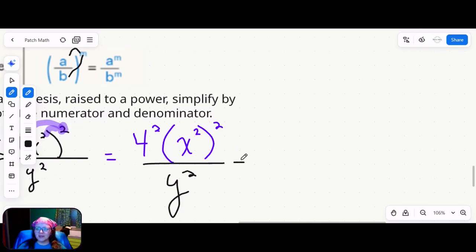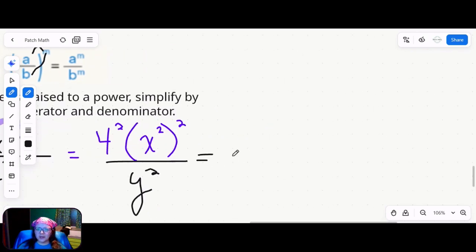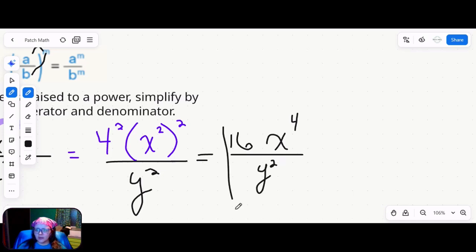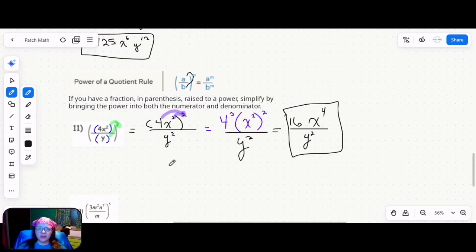All right. So 4 squared is 4 times 4, and that is 16 in our numerator. We can apply the exponent rule, power of a power rule that says if we have a power raised to a power, we can just multiply those powers. That is x to the 4th. And that y squared goes there on the bottom. Nothing else can be simplified. This is the correct and final answer to number 11 here.